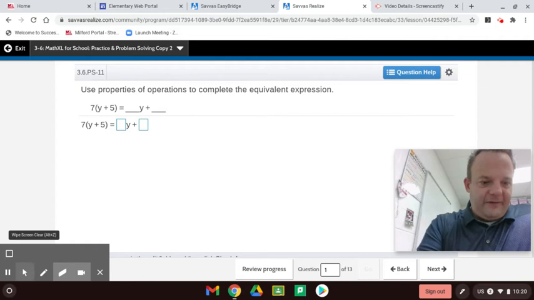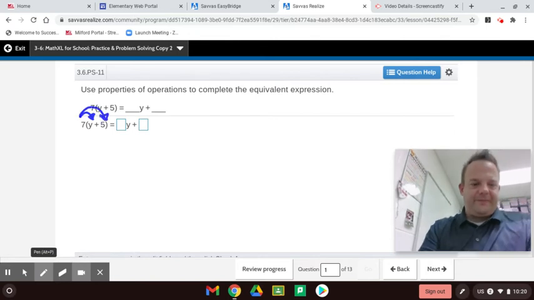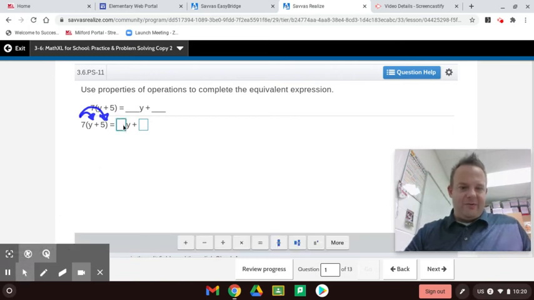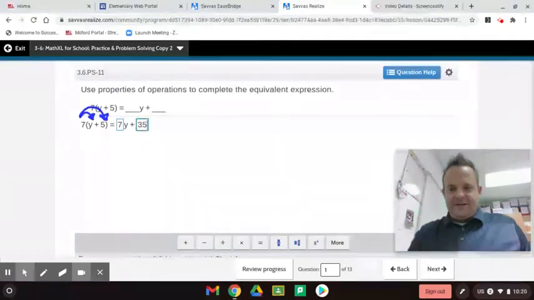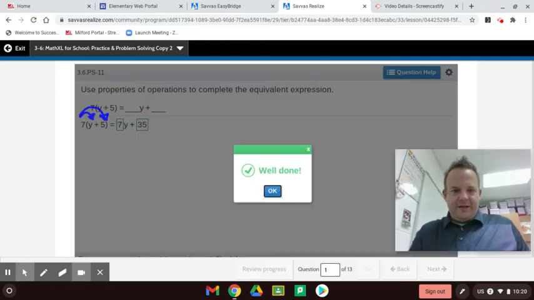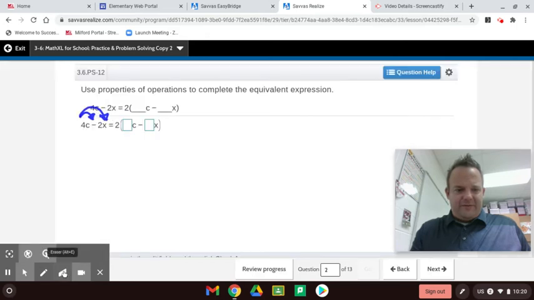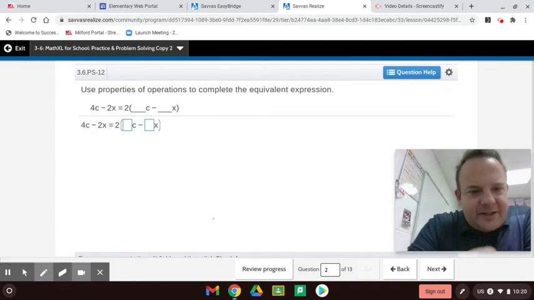Let's try another one. In fact, let's just try this one. 7 times y plus 7 times 5. Let's see what we get. So 7 times y is 7y, and then 7 times 5 is 35, guys. See that? It's kind of weird with the boxes there. I admit that that might confuse some of you, maybe. But that's why I'm here to help. I'm happy to help. Thanks for coming and hanging out with us today.